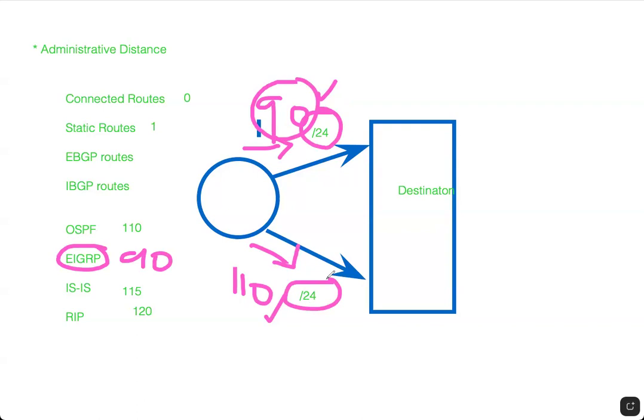Okay. So the next condition. Now, what if both of them are EIGRP? Even this one is EIGRP, even this one is EIGRP. So now, what happens if both of them are learned from the same protocol? Then comes the value of the metric. Okay. So if both paths are learned from the same protocol, next comes the value of the metric.